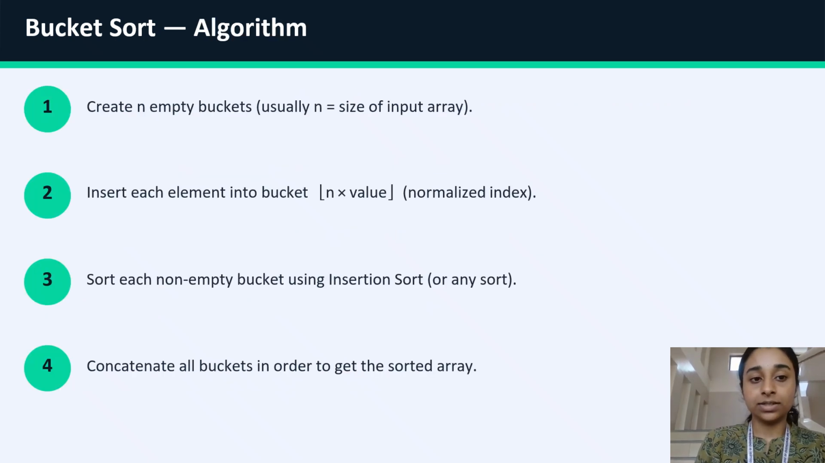The algorithm creates n empty buckets, usually n equal to the size of the input array, and inserts each element into a bucket, and then sorts each non-empty bucket using insertion sort, and then concatenates all buckets in order to get the sorted array.